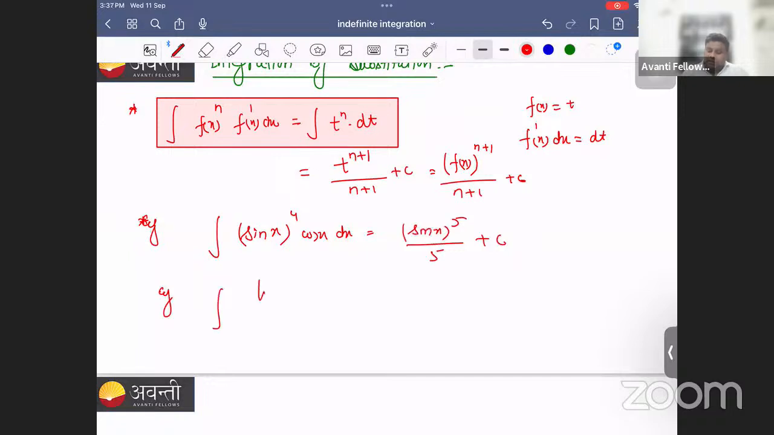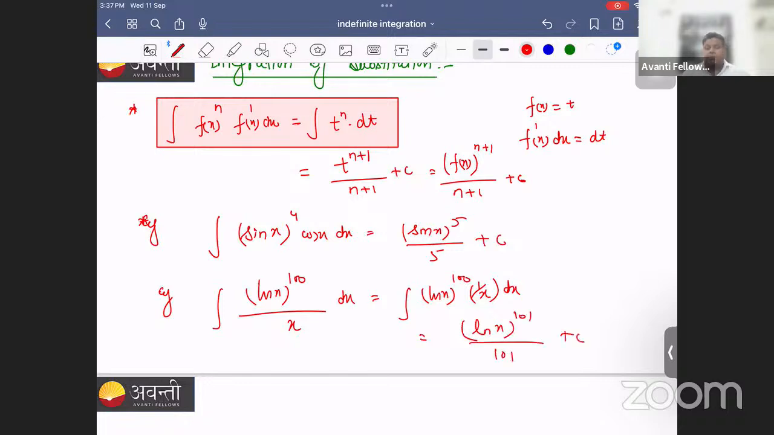Or take an example like ln x to the power 100 upon x dx. Now see, this can also be assumed as ln x to the power 100 into 1 by x dx. So you can see the derivative of ln x is 1 by x, written alongside. So the answer will be ln x to the power 101 upon 101 plus constant. Got it? But I insist you do not try to remember it as a formula. If it is required somewhere, we can do it in a moment.